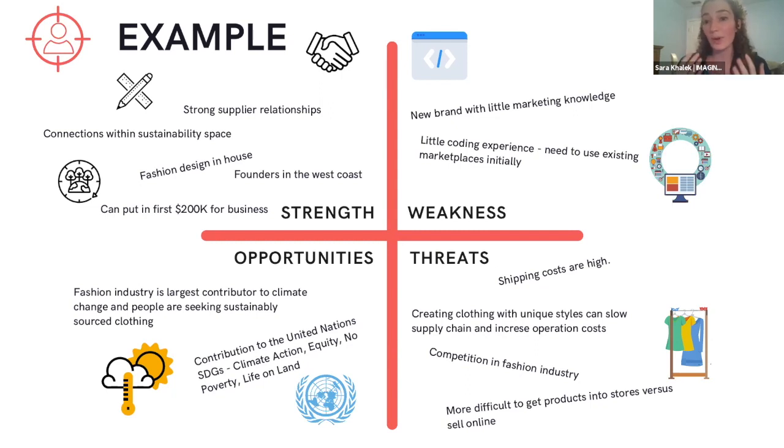So some threats to our business. Shipping costs are super high. That's not really within our control. We don't really have a strong shipping process. Creating clothing with unique styles can slow down our supply chain and will increase operation costs. There's a lot of competition in the fashion industry, and it's really difficult to get products into stores rather than selling online. So that's our SWOT.